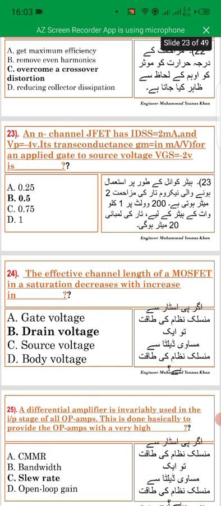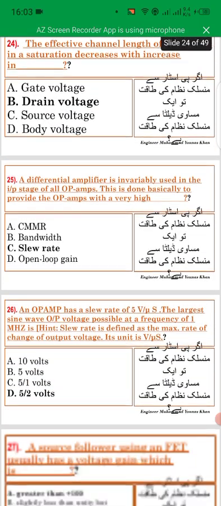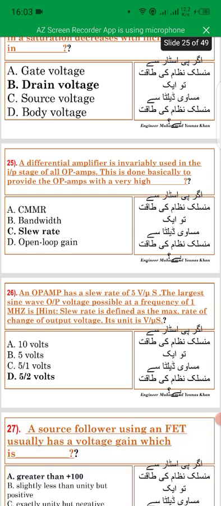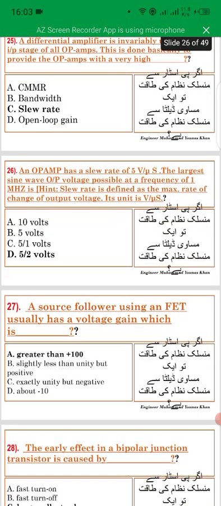The effective channel length of a MOSFET in saturation decreases with increase in drain voltage. The differential amplifier is invariably used in the input stage of all op-amps. This is done basically to provide the op-amps with a very high slew rate.